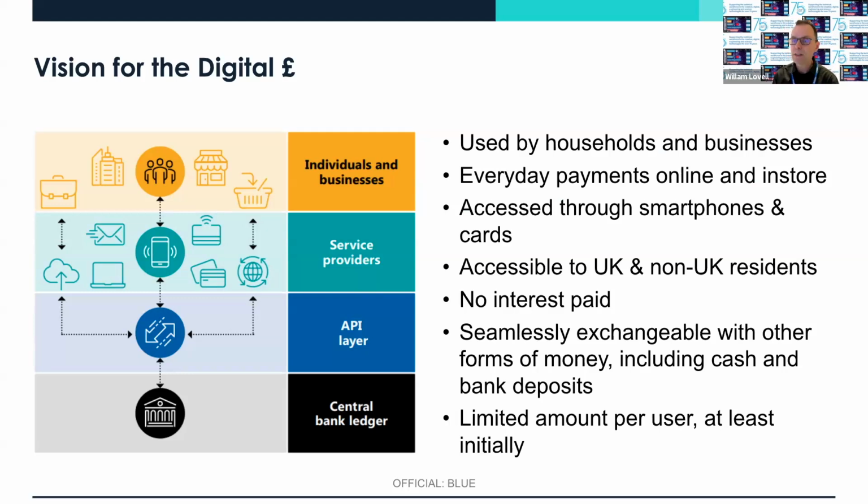But on the left-hand side of this slide, you can see this architecture. We see individuals and businesses interacting with service providers, and then those service providers accessing a core ledger through an API layer. And there are some really important principles to this architecture. And that is that we want to make this a public and private partnership.